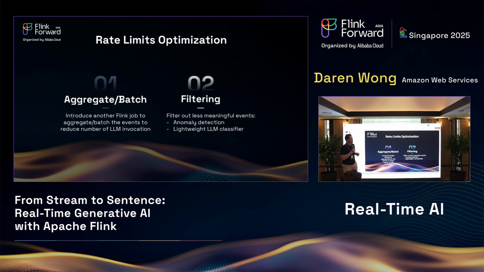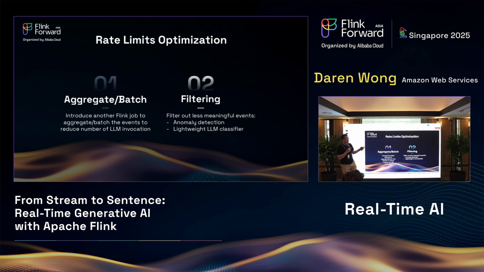The second optimization that we could do is filtering. We can add a filter to filter out less meaningful events so that we don't send a prompt to the LLM for less meaningful events. The way we can do this is anomaly detection. If the player's position hasn't changed much, then it's probably not too exciting, and we probably don't need to prompt the LLM for a comment.